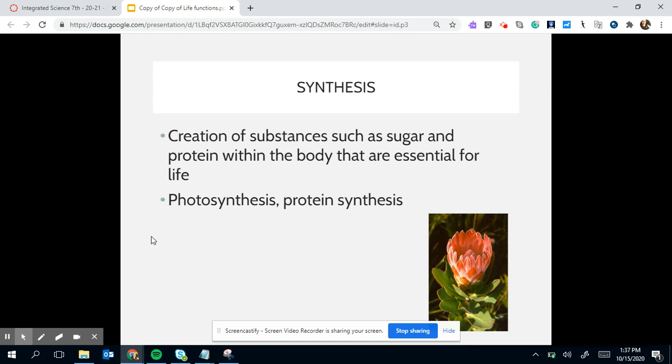The first characteristic of life, or one of our life processes, is synthesis. Synthesis is the creation of substances such as sugar and protein within the body that are essential for life. For example, photosynthesis is the process in which plants make sugars in order to live. Humans and other mammals typically undergo protein synthesis, where we take in food and make our own nutrients.